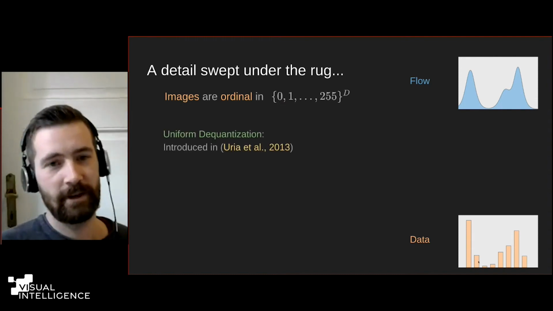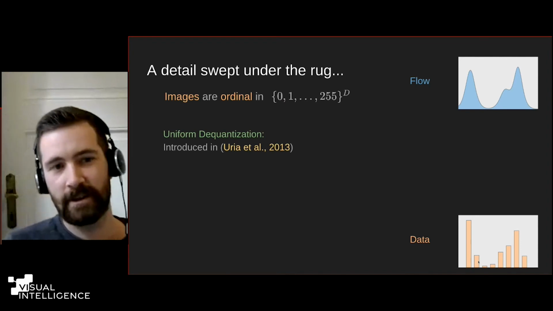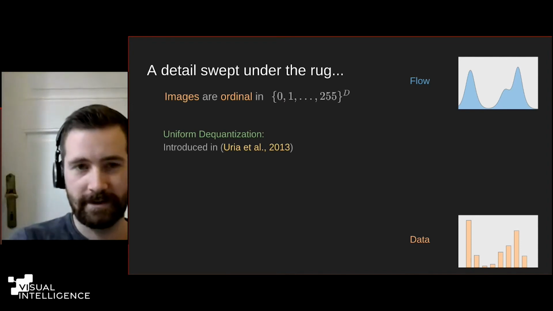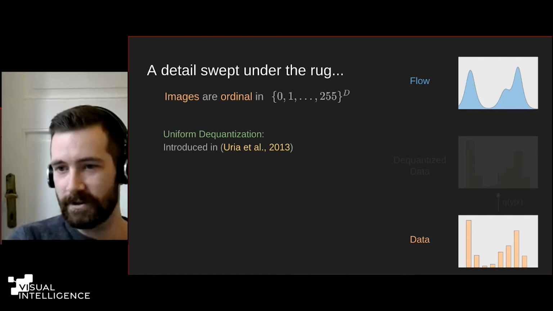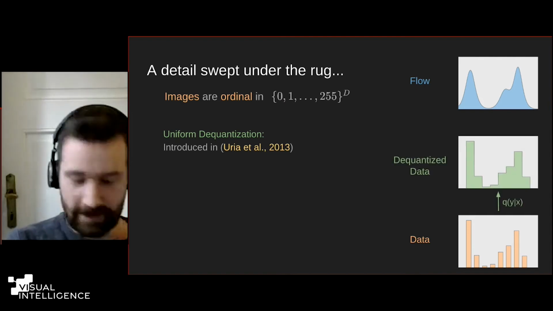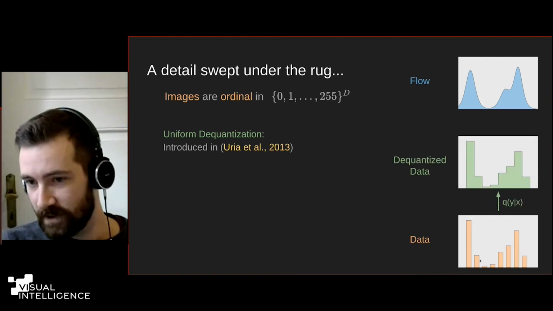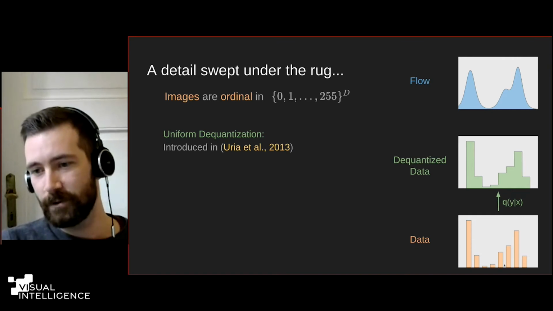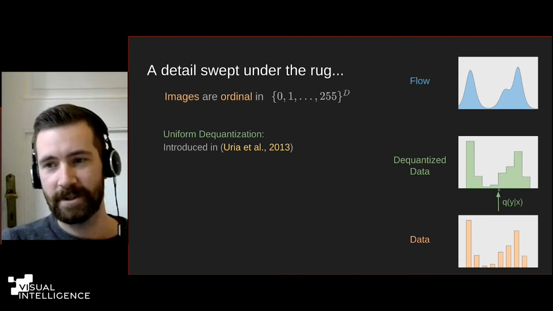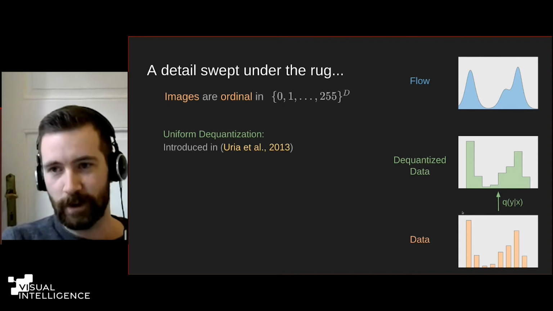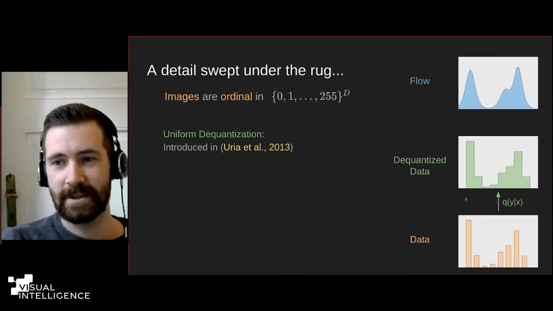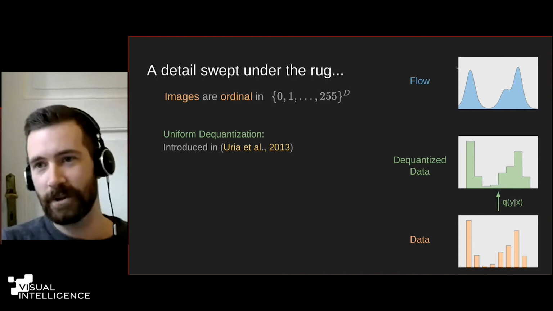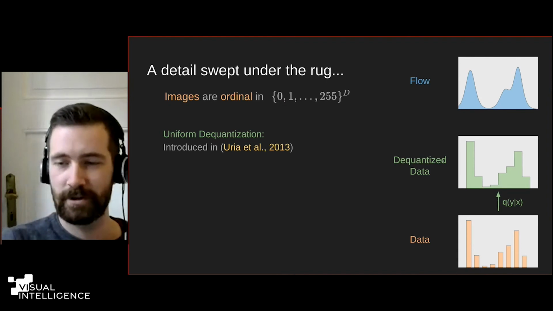This is what Uria et al. noticed in 2013, and what they proposed is dequantization. It works essentially like this. You take your discrete data. If you observe a 5, you add uniform noise so that it ends up between 5 and 6. And then you train your flow on that. This is now a continuous density that fills the whole space, and the flow doesn't collapse on the integer support.